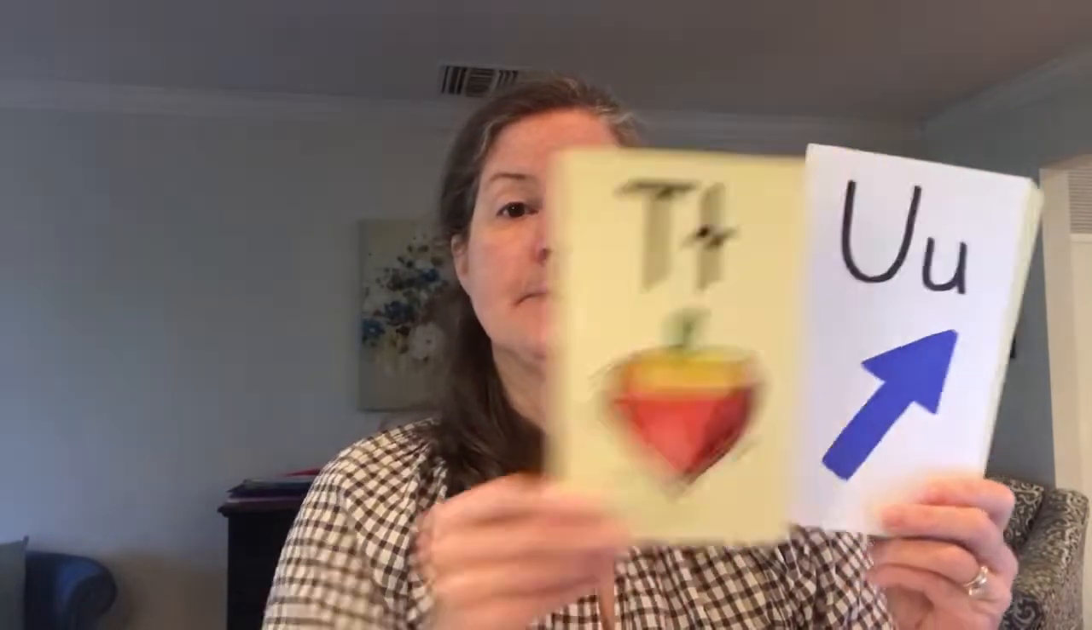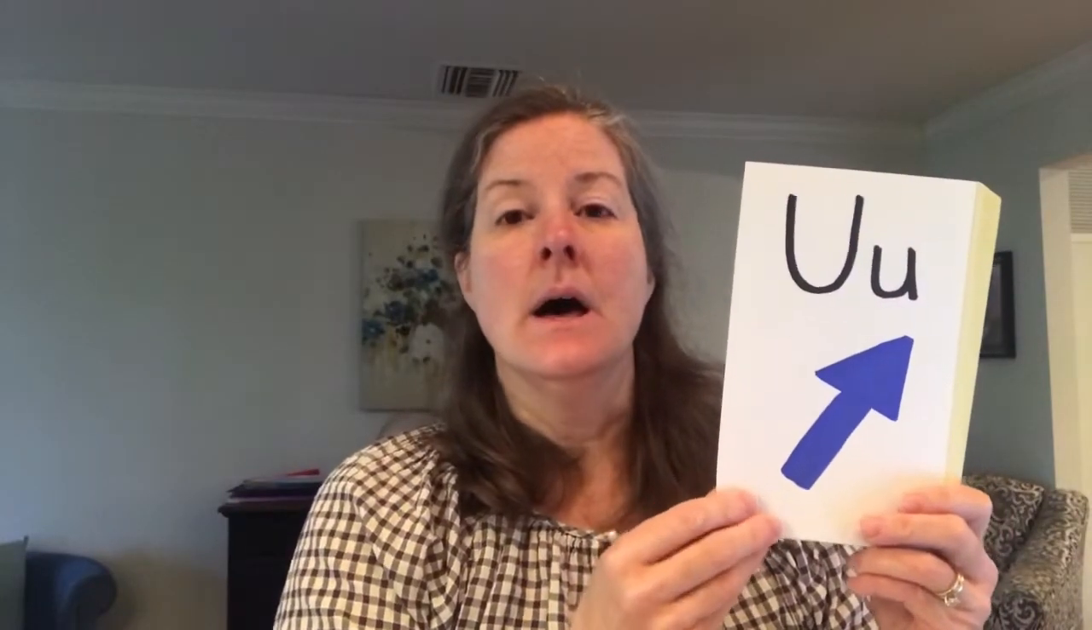M is for man, N is for nut, O is for octopus, ah. P is for pan, p, p, p. Q is for queen, R is for rat, S is for snake, T is for top, t, t, t. U is for up, V is for van, W is for wind, X is for fox, x, x, x.